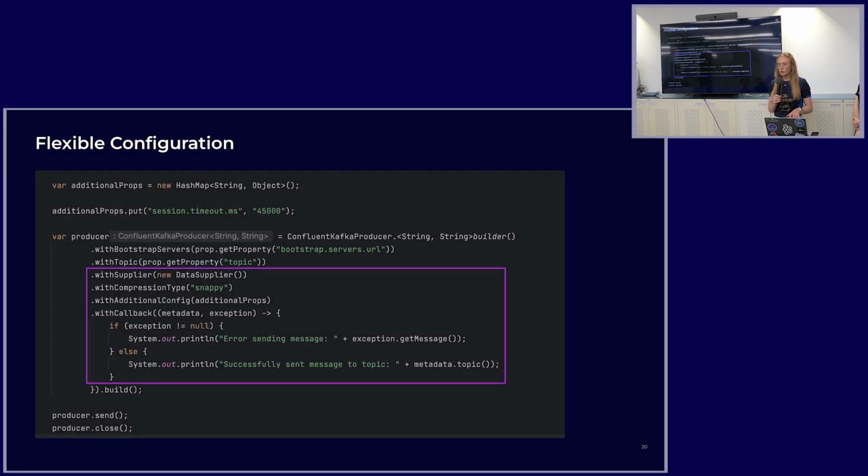That's not all you can do. The configuration is extremely flexible. Here you can see we have a data supplier, so that will continuously produce as that data comes in. We have set the compression type to be snappy. We also have our callback. With the callback, we can say on success, print a message. If there's an error, print a message. Here you can do anything that you want in this callback, but just for the demo, we've decided just to print it out. We call send, and then we call close.